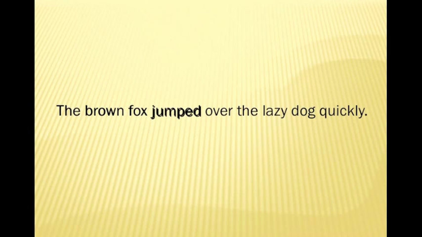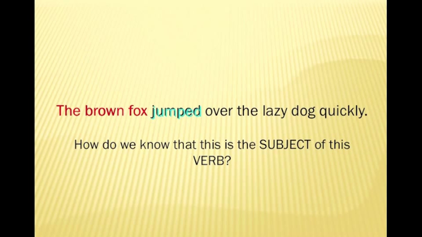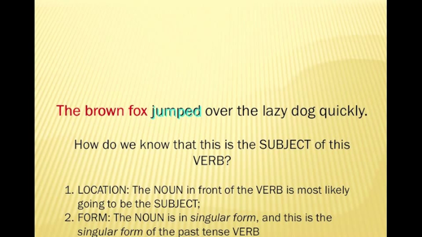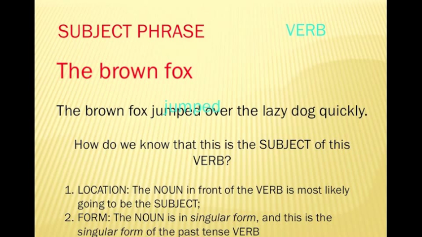So look at our example again. We've identified that the brown fox is at the beginning of the verb jumped. But how do we know that this is the subject of this verb? Well, again, one thing we talked about is that location is important. The noun that is in front of the verb is most likely going to be the subject. And then, of course, another idea we're going to look at is the form. So notice the form. The noun is in the singular form, and this is the singular form of the past tense verb, jumped.